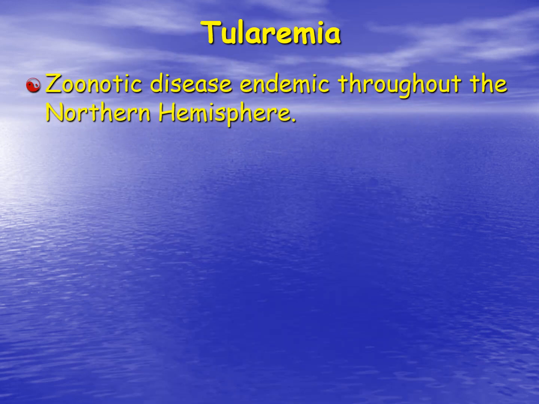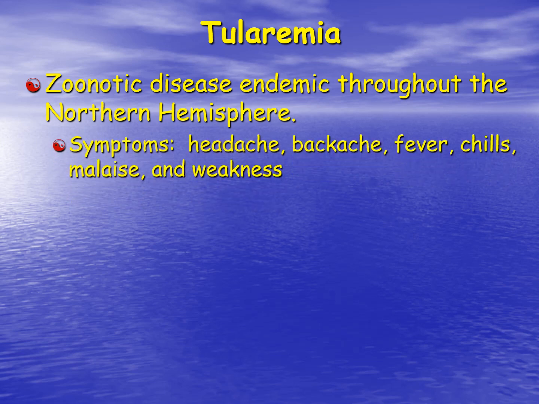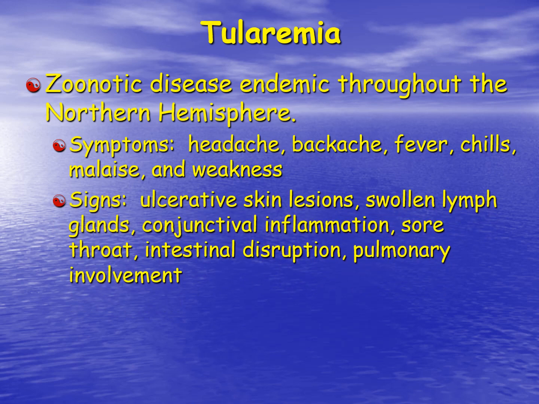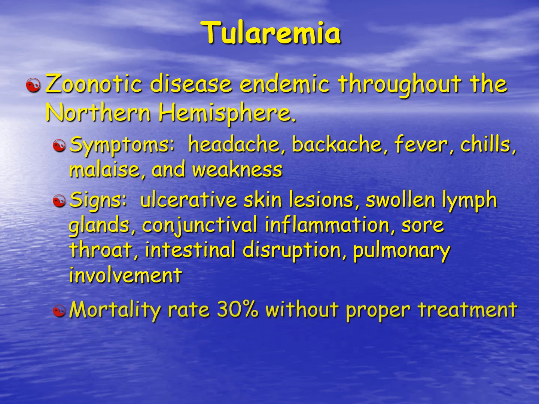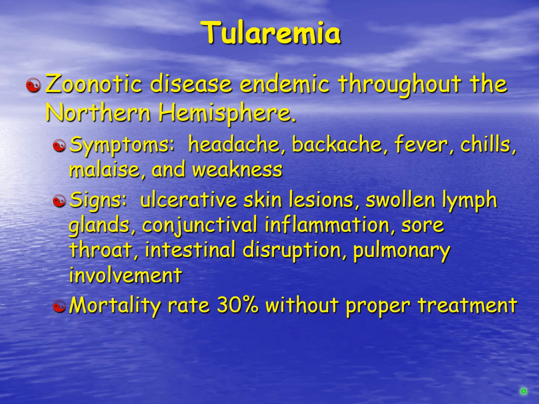Tularemia. This is a zoonotic disease that is endemic throughout the northern hemisphere. Symptoms of tularemia include headache, backache, systemic fever, chills, malaise, and weakness. Signs can be ulcerative skin lesions, swollen lymph glands anywhere in the body, conjunctival inflammation in the eye, sore throat, intestinal disruption resulting in vomiting and/or diarrhea, and even sometimes pulmonary involvement. Mortality rate of tularemia is around 30% without proper treatment.